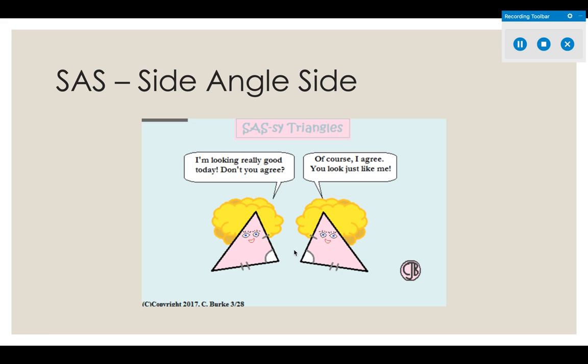So we see here that this side is congruent to this side because they each have 1 tick mark, and this side is congruent to this side as shown by the 2 tick marks, and then we have these 2 angles congruent to each other. So we can say that these 2 triangles are congruent because of the SAS theorem.